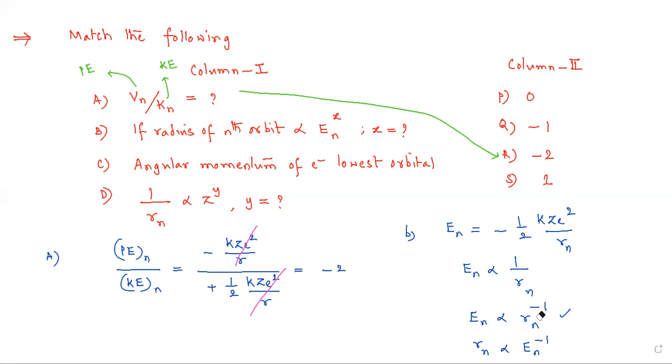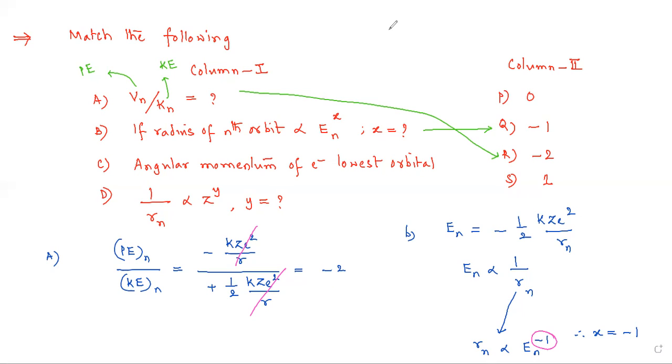In fact, you can write this step directly also. Look at this, they are inversely proportional to each other. So from this itself, we can straight away write this. Rn and En are inversely proportional. So to make them directly proportional, you have to write it this way. Now from this, the value of x can be given as -1. Isn't it? This is your x. Right? So now the answer for B is Q.